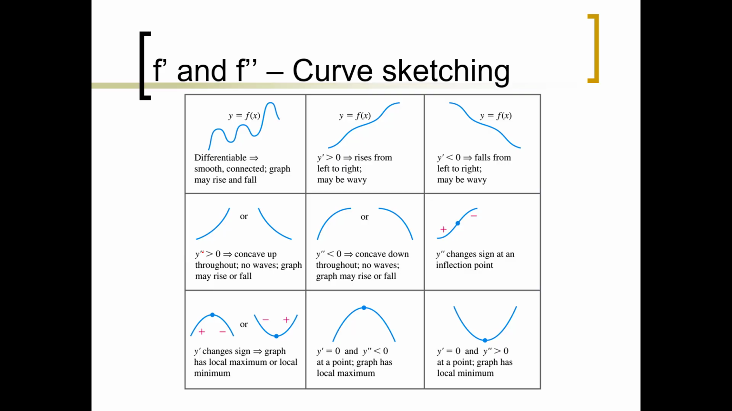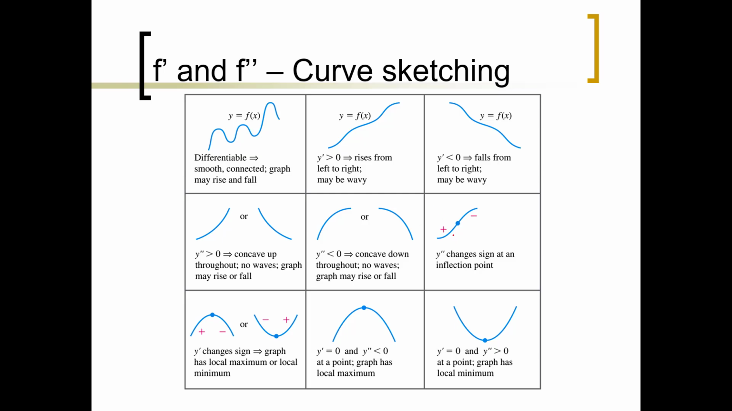If we know that the first derivative is positive and the second derivative is positive, then the graph would be increasing and concave up. If the first derivative is negative and the second derivative is positive, then the graph would be decreasing, falling, but also it would still be concave up. If the first derivative is positive but the second derivative is negative, then the graph is rising, but it's now concave down. And if the first and second derivatives are both negative on an interval, then the graph would be falling as you read from left to right, and it would be concave down.